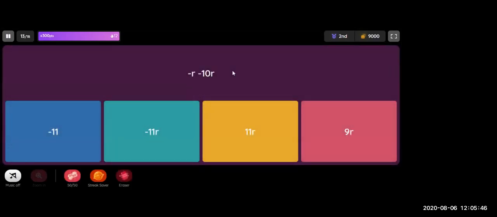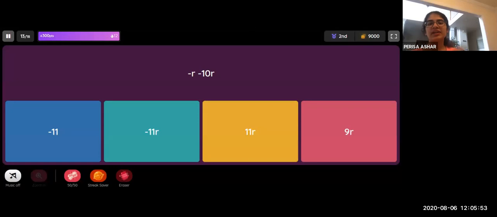Okay. So now you're going to simplify this expression. And remember the hint I said earlier. We have like signs in this case. So what do you do when there are like signs? So good job is correct. The answer is -11R because they're like signs.